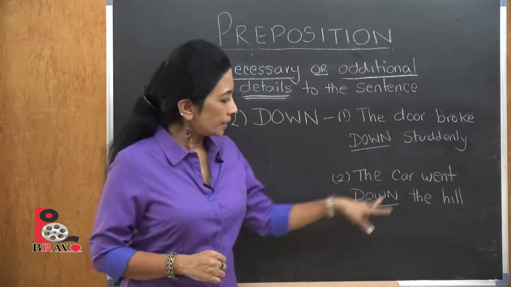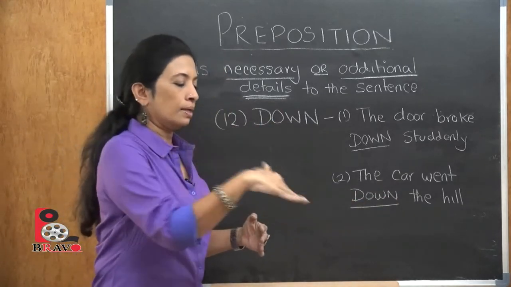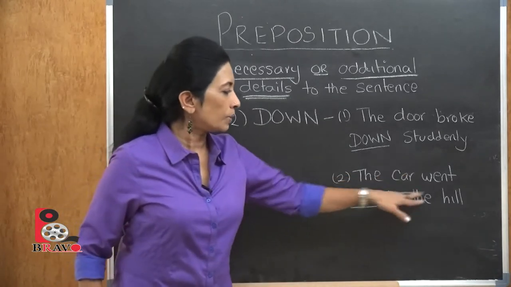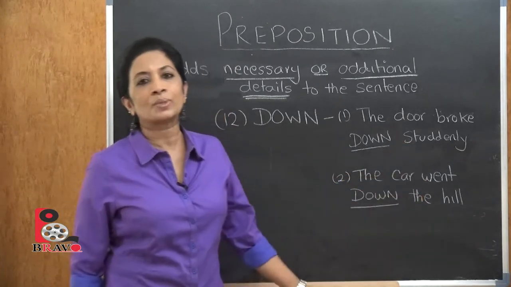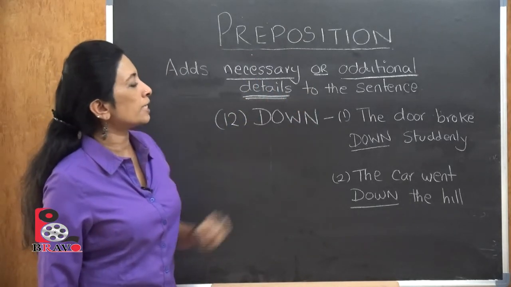The car went down the hill. So it's like the road is down the hill. There's a hill area, then you're going down the slope. So the car went down the hill, so it's going down. So that's what the meaning of it is. So you can see, again, it adds necessary or additional details to the sentence.